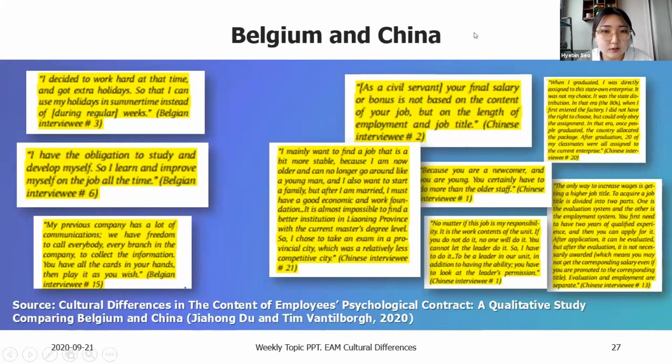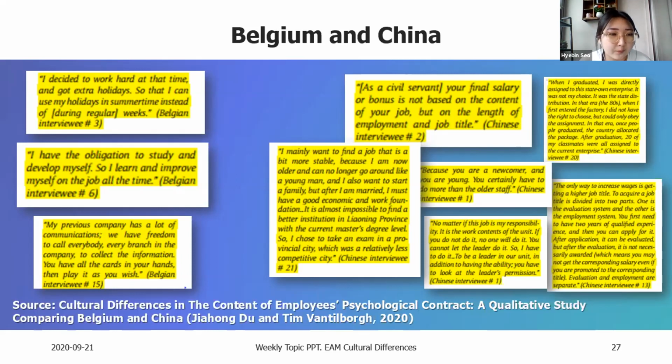And the second journal was a comparison between Belgium and China. This sources from the Cultural Differences in the Content of Employees' Psychological Contract, a qualitative study comparing Belgium and China. It was really interesting to see this journal because on the left side, as you can see, there were several Belgian interviewees, and they're saying that I decide to work hard at the time and get extra holidays so that I can use my holidays in summertime instead of weekends. That means they try to keep the balance between their work and their own leisure time, not only focusing on working hard for the company itself.